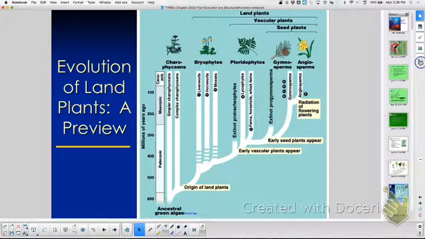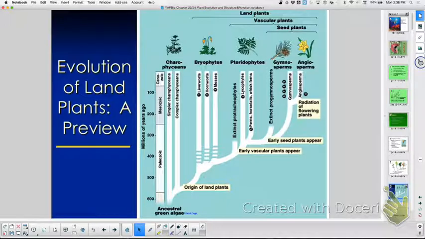Here's another cladogram right here that kind of shows you the different ones. Here's your green algae, okay? So here's the origin of land plants. Bryophytes are those mosses. They're very low to the ground. And then here we have early vascular plants. These would be like ferns right here, and then gymnosperms, and then angiosperms.